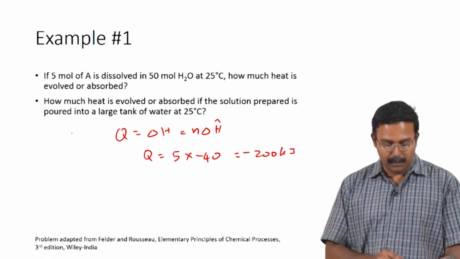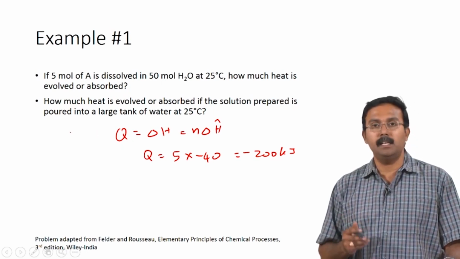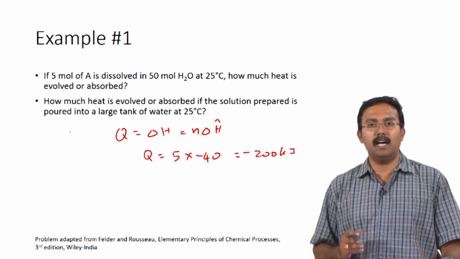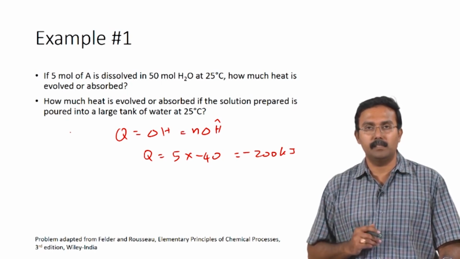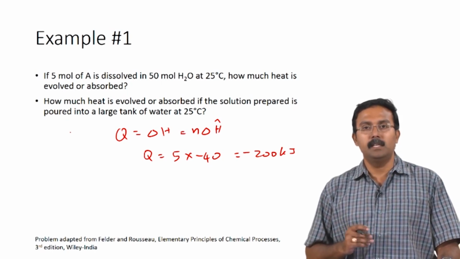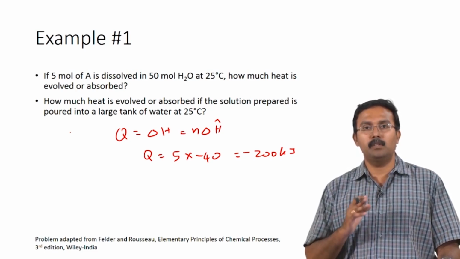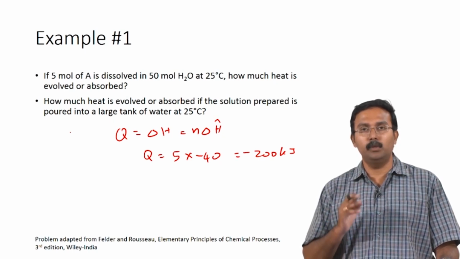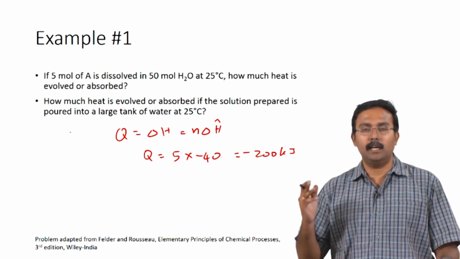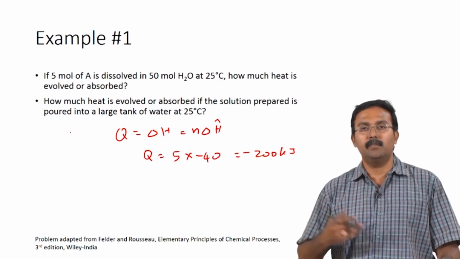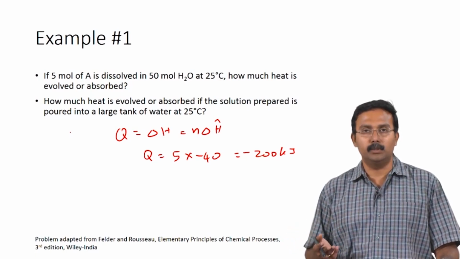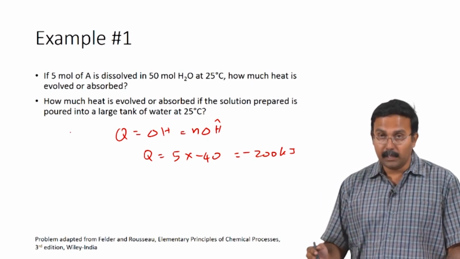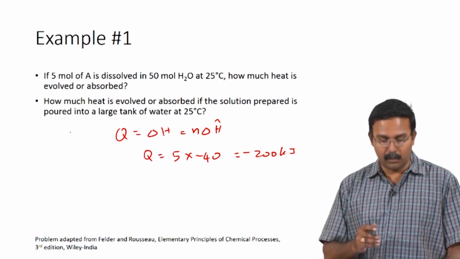So, now for the third part we are asked to identify how much heat is evolved or absorbed if the solution prepared is poured into a large tank of water at 25 degrees Celsius. Now, what you have is the initial condition is 5 moles of A dissolved in 50 moles of water. The final condition is this solution being thrown into a huge tank of water, which would eventually mean the final condition would be at infinite dilution. So, now the final condition is infinite dilution, initial condition we already know.